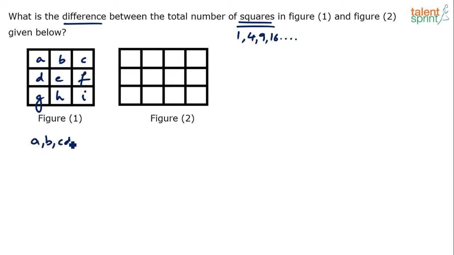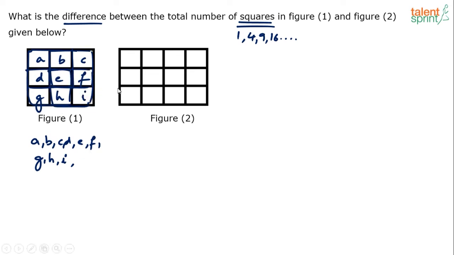So unit squares will be how many? A, B, C, D, E, F, G, H, and then I. So total 9 already. Then you don't even have to look at 2 squares. 2 squares will not make a square. 3 squares will not make a square. 4 squares can make a square. So what are the 4 squares? A, B, D, E is one square. B, C, E, F is the other square. D, E, G, H is another square. And E, F, H, I is another square.